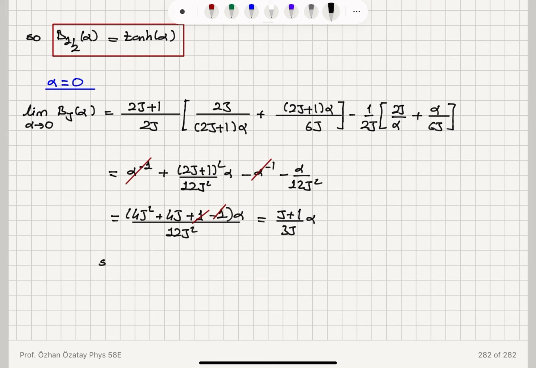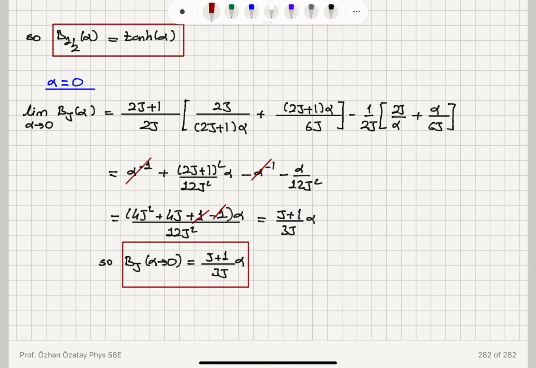So my conclusion is that the Brillouin function of j as alpha goes to 0 becomes j plus 1 over 3j alpha. So that's the limit I'm looking for.